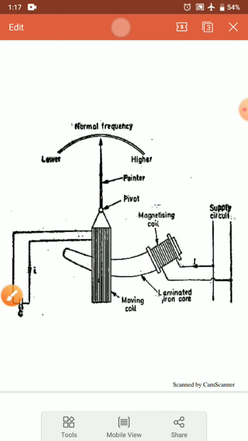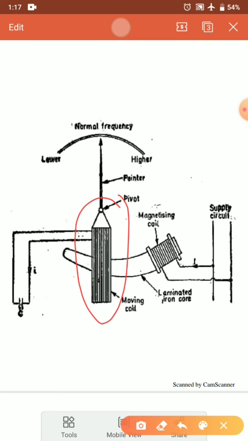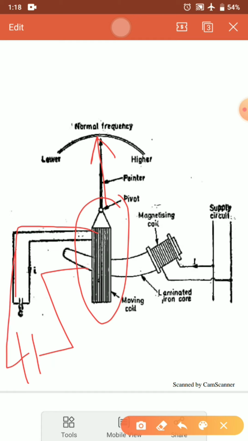Now the moving coil is connected to a pivot because it is movable, so it can move. The movable coil is connected to a pivot over an iron core. It has a pointer attached to it. The terminals of the moving coil are connected to a capacitor C in such a manner that it will always carry a current. There will be a phase difference between the currents flowing in both the coils. To achieve this phase difference, I am connecting a capacitor C.